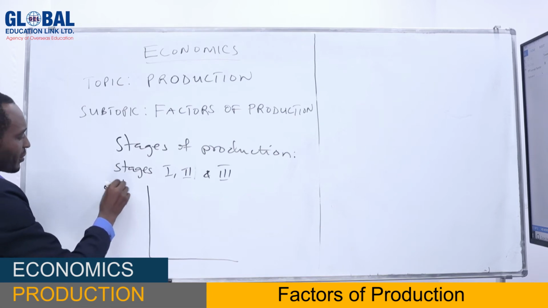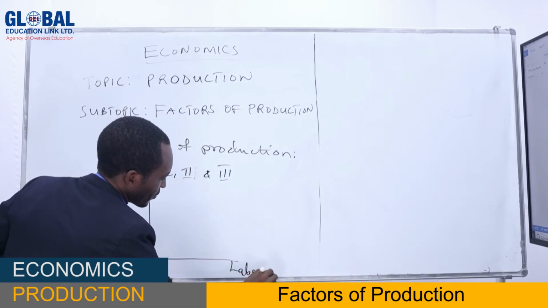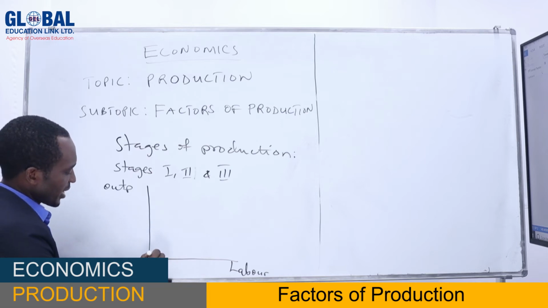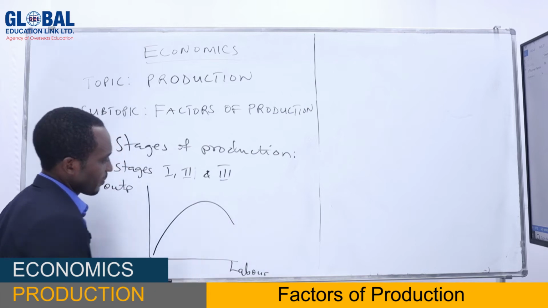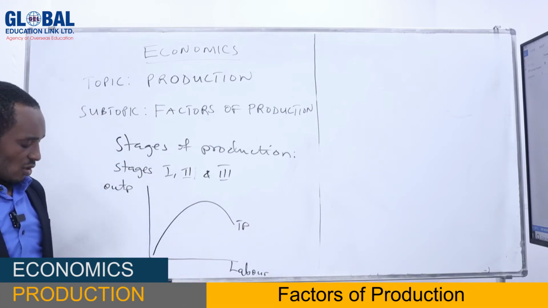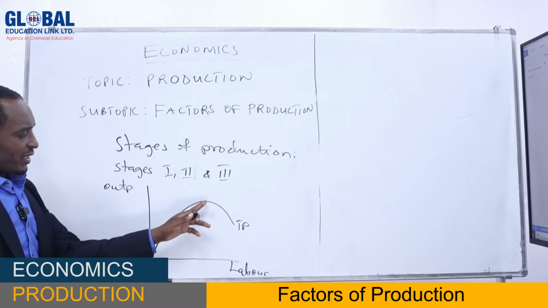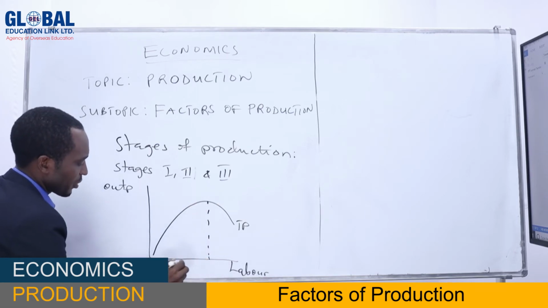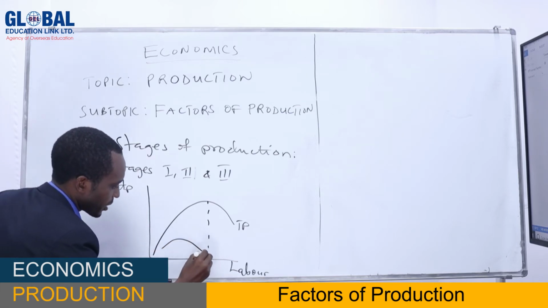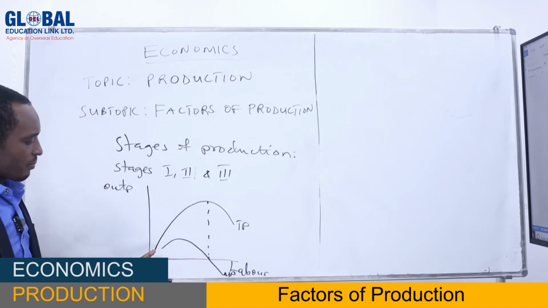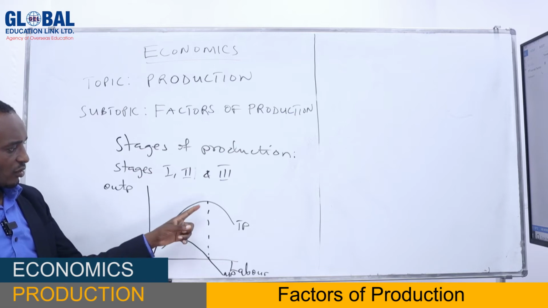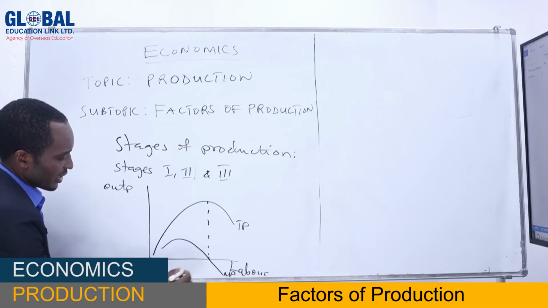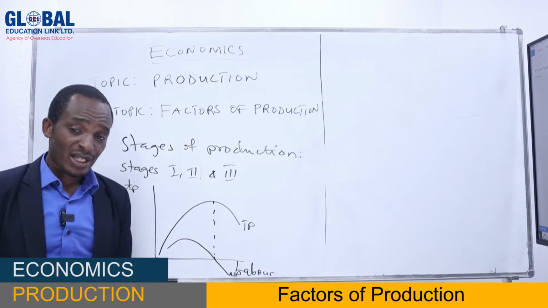Here is the output, and here is labor. Also, we know that the total product curve is in this form. When the total product curve reaches maximum, we know that the marginal product is equal to 0. So our marginal product curve will be like this one. When the total product is maximum, the marginal product curve will intersect the horizontal axis, which means the marginal product will be equal to 0.